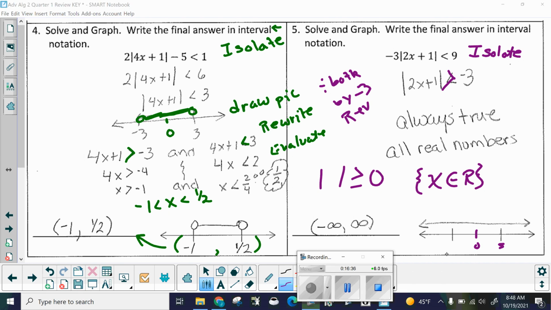I'd have -5, and it just keeps going forever in both directions, negative infinity to positive infinity. Okay? So it's all real numbers. You had to reverse that inequality. That is Unit 1, Objective 2, Absolute Value Inequalities.